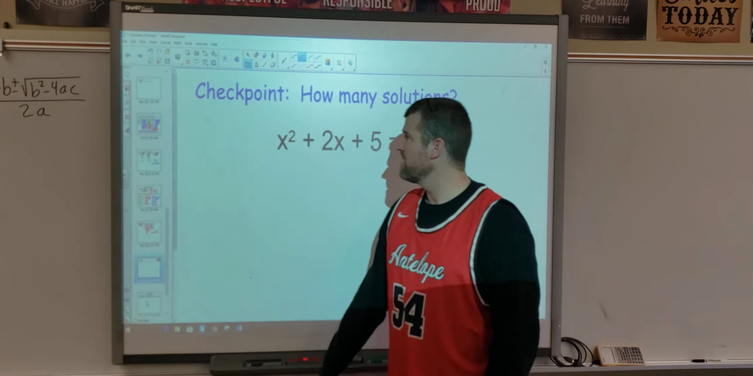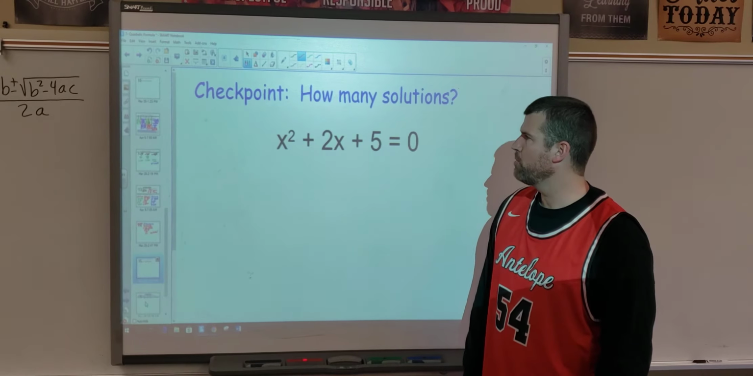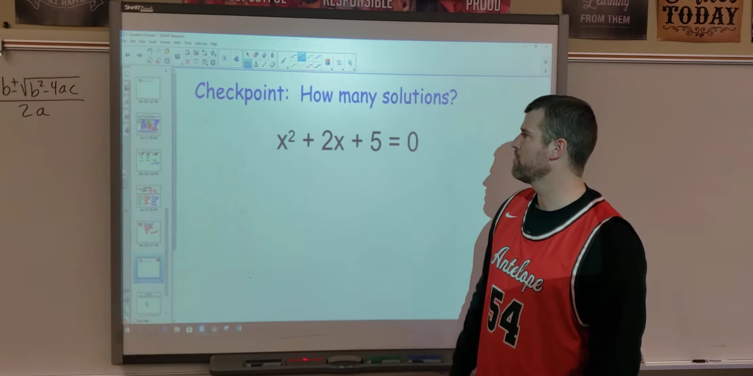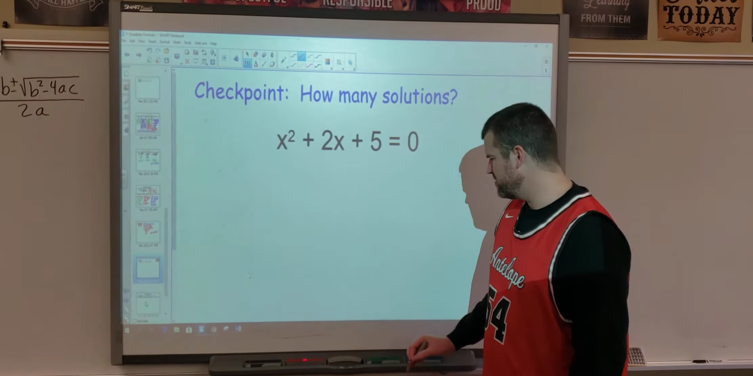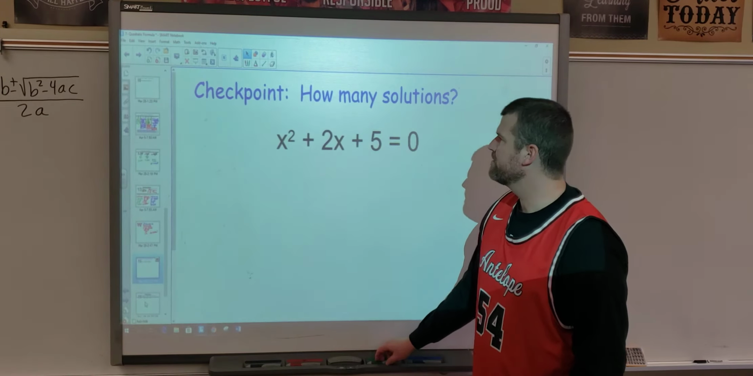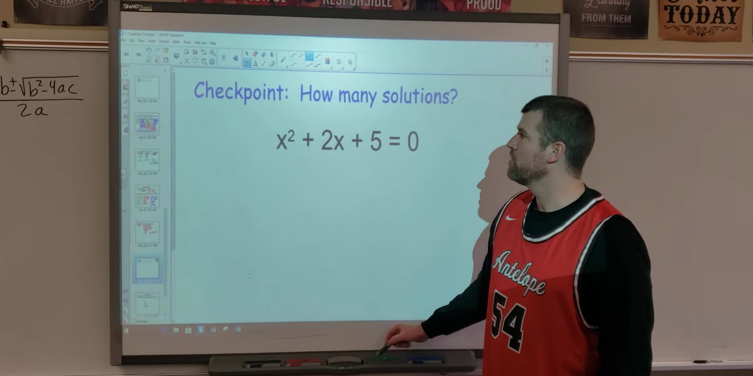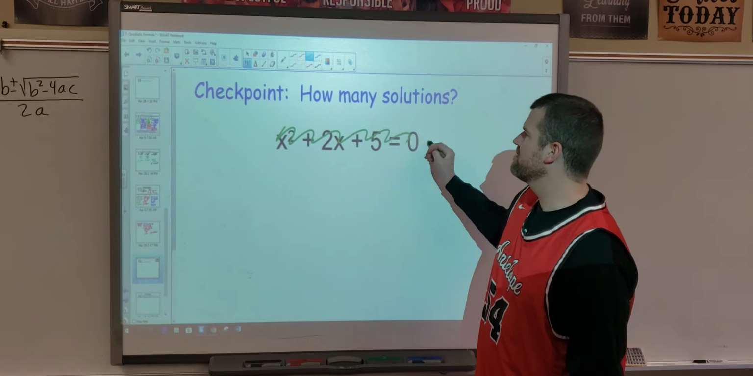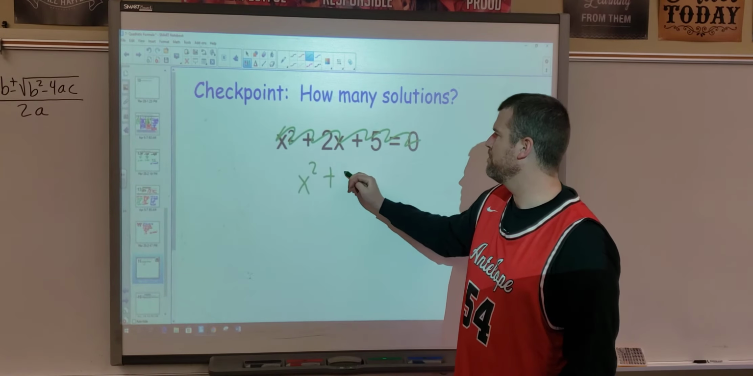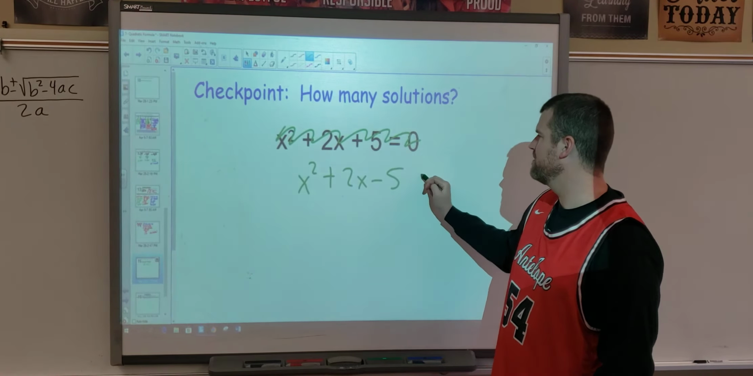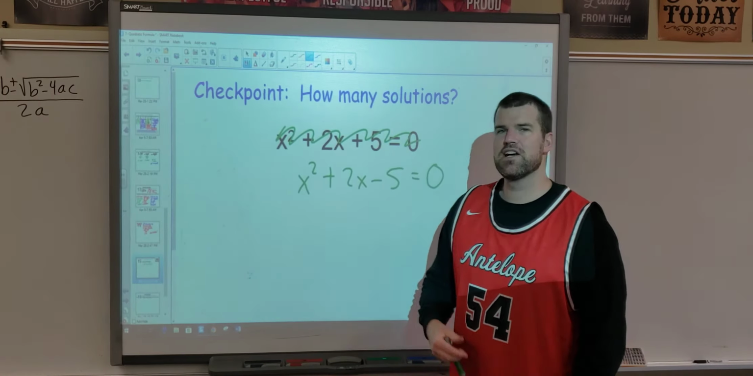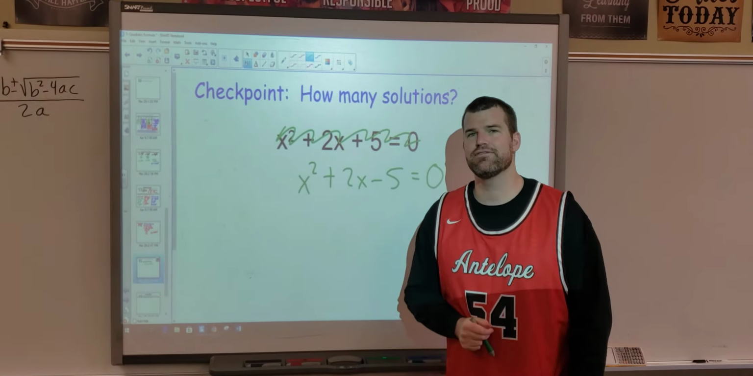So let's go ahead and end with a quick checkpoint. Or not quite end, we're going to do a couple more things. But I'm actually going to change this problem just a little bit, because we've done a lot that are equal, or that are no solution. So let's change it to x squared plus 2x minus 5 equals 0. And go ahead and tell me how many solutions this problem will have.